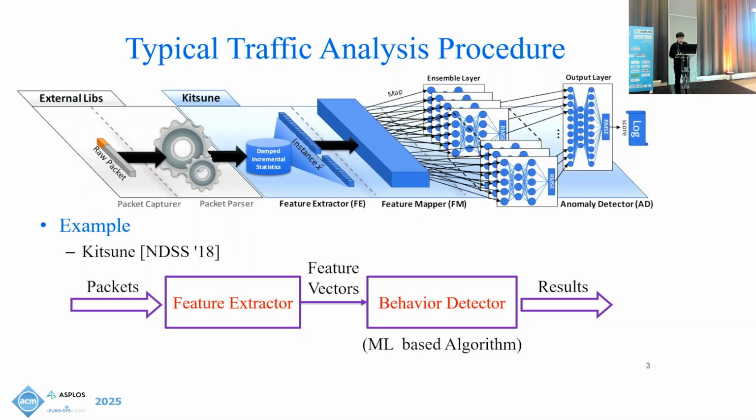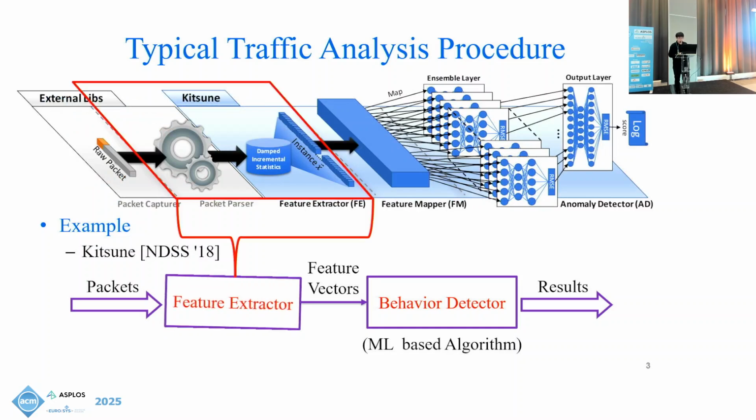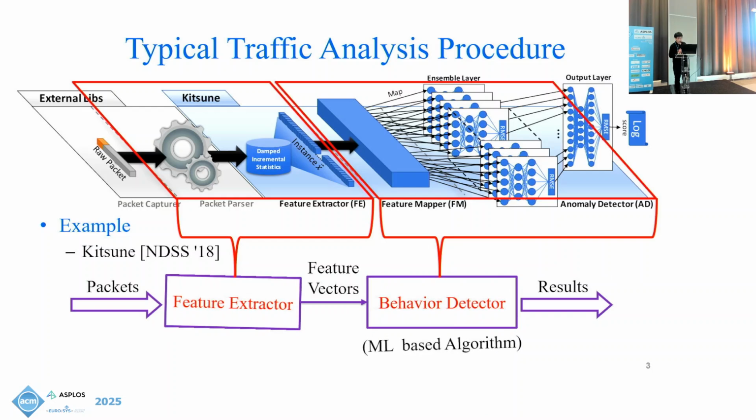For example, in Kitsune, a neural network-based network intrusion detection system, there is first a feature extraction component, which extracts 115-dimension traffic feature vectors, followed by an ensemble of autoencoders, which takes feature vectors as input to detect abnormal packets.